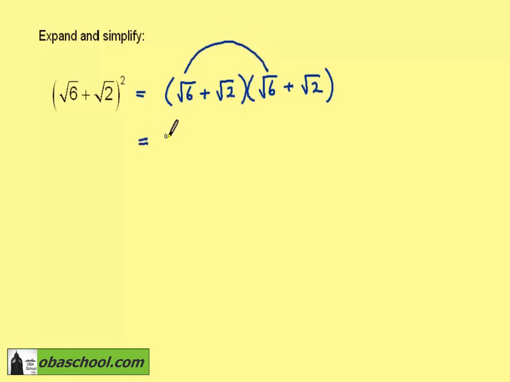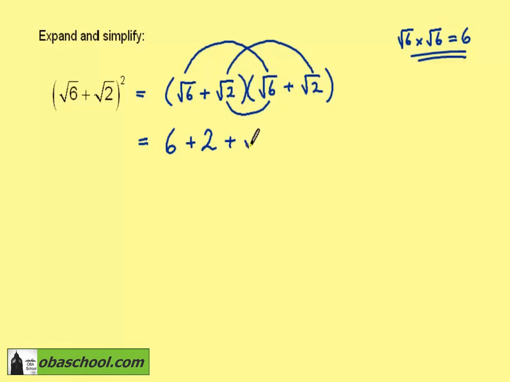Root 6 times root 6 is 6. This is something you should know. Similarly, root 2 times root 2 is 2. Root 2 times root 6 is root 2 root 6. And finally, root 6 times root 2 can also be written as root 2 root 6.